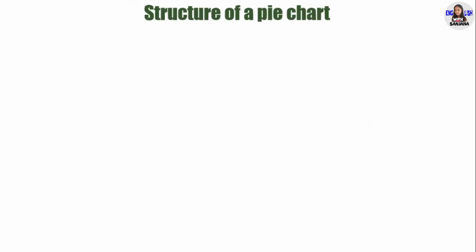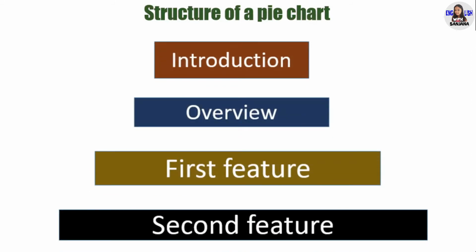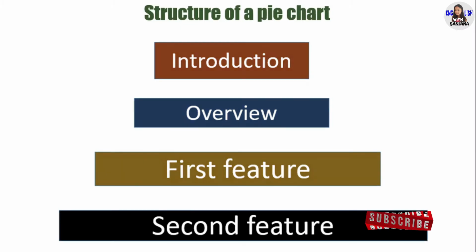First, I will let you walk through a very important structure that will help you grow your description focusing only on relevant details. Here is the structure that you can use to build your description. First, introduction, next, overview, then first feature and second feature. One important point you need to remember: we don't write a conclusion or we don't include our opinions when we describe any pie chart. We only focus on the details included in the pie chart.